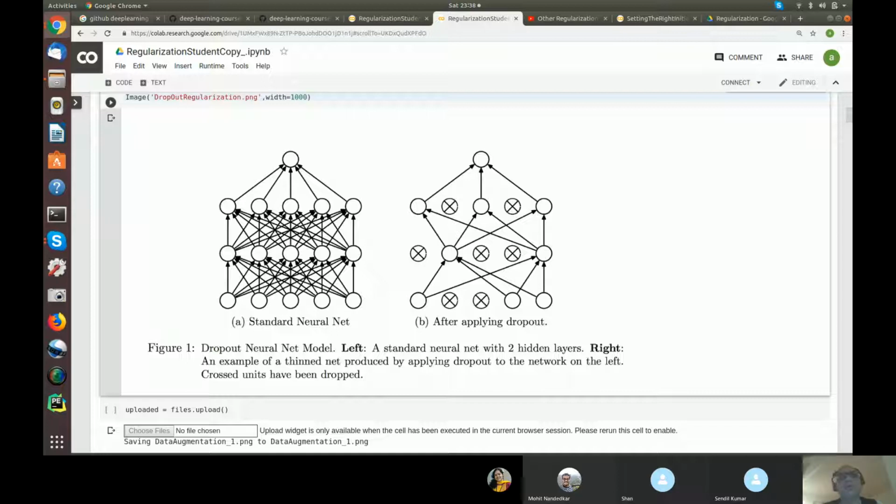And then when you run the next batch of forward pass and backward pass, you will randomly take some other set of neurons and turn them to 0. And with those particular set of neurons set to 0, you do the forward pass and also the backward pass.